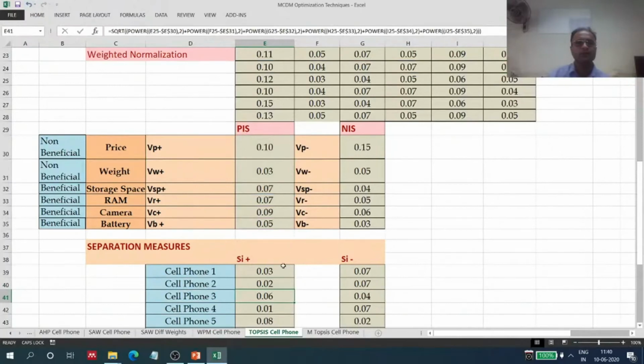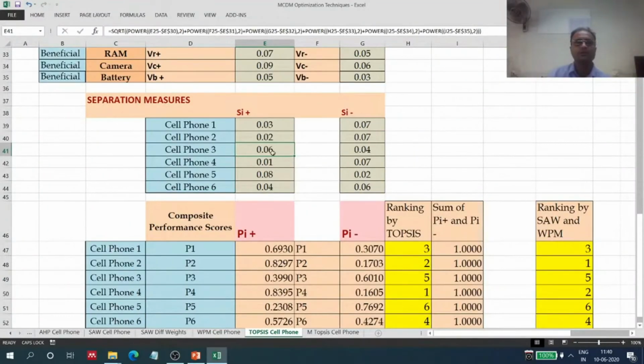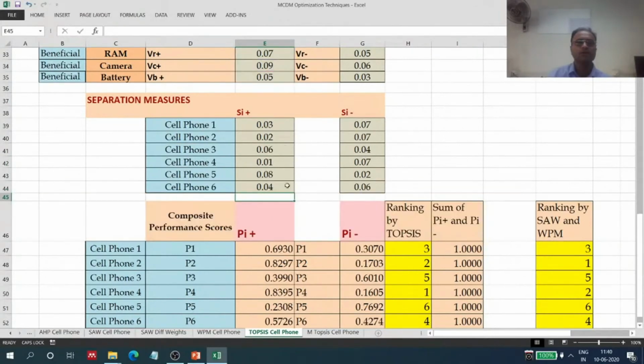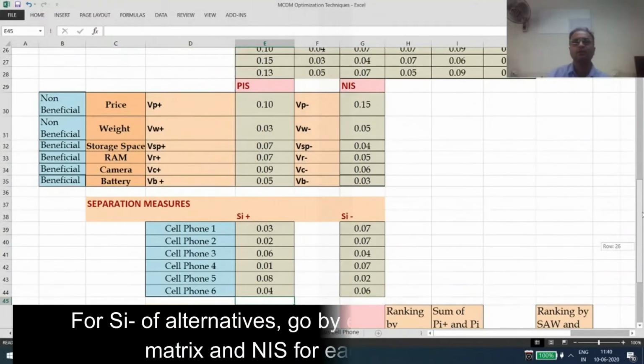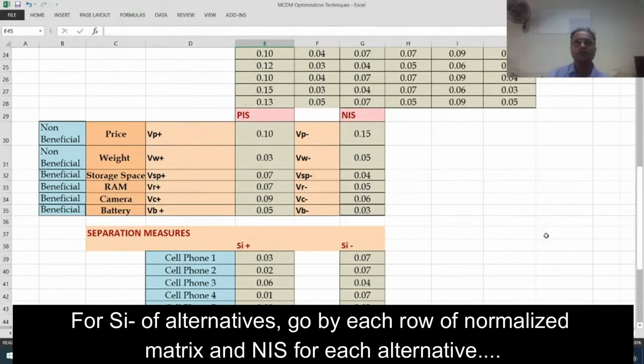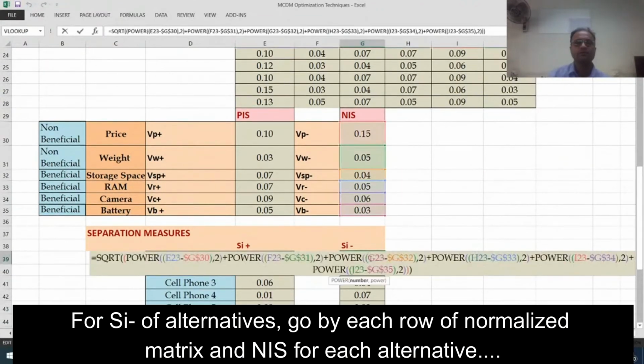So this way we obtain all the separation measures here. Later on we have to simply copy the formula and you can get all the separation measures, that is SI plus values for all the alternatives. Now we can see how to obtain SI minus values. So SI minus values, you see this is the first SI minus value.